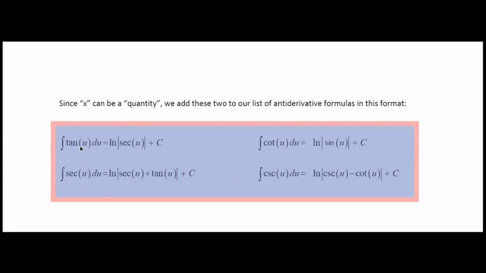So the antiderivative of the tangent of u is ln of secant of u. The antiderivative of cotangent of u is ln of sine of u. The antiderivative of secant is ln secant plus tangent. And the antiderivative of the cosecant is ln cosecant minus cotangent. All of these have a plus c added on to them.